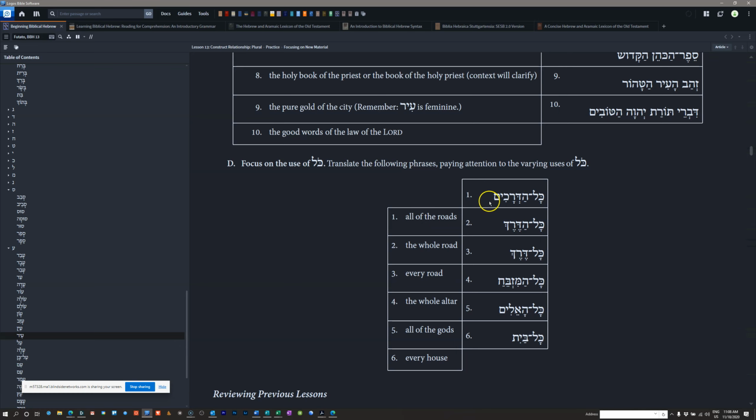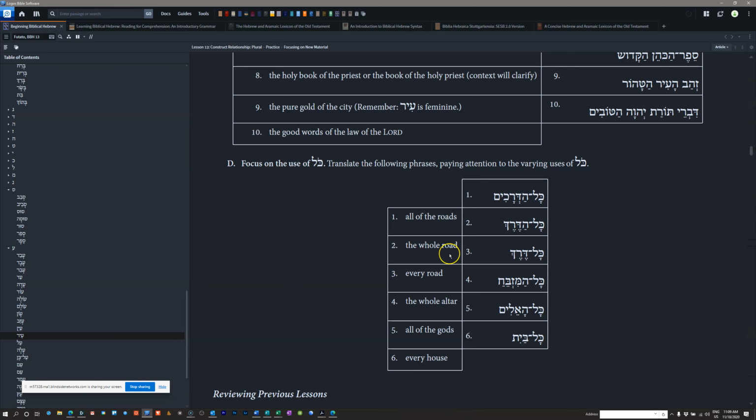Kol ha-derachim. All right? When kol modifies a singular noun that's definite, so here we have all of the roads. Here we have all of the road. Well, we wouldn't say all of the road in English because all is plural and road is singular. This is very important to understand. So when we have kol, definite article, singular noun, we're going to translate kol as whole, the whole road, rather than all of the road.